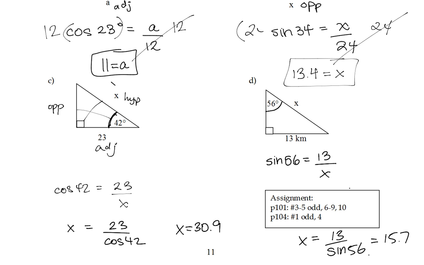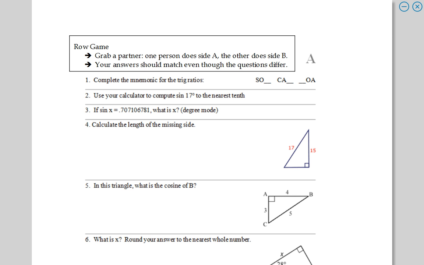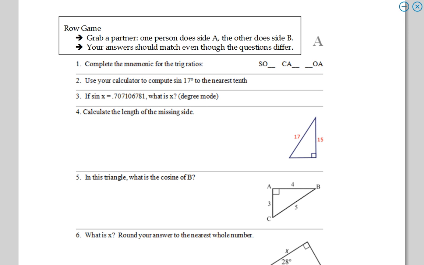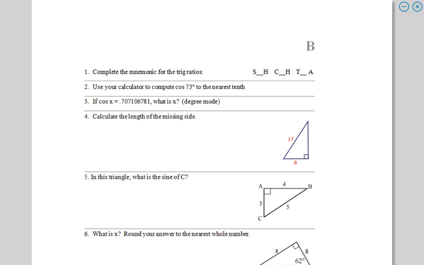Okay. Now I'll just give you a little 1-minute blurb about the activity, and then you're free to explore the activity together with your partner. This is called a row game. Grab a partner. One person does side A, the other does side B. Your answers should match, even though the questions are different. So if you're person A, you would fill out this as SOHCAHTOA. But if you're person B, you had to fill it out like this. You had to do a different thing, I guess, but you ended up with the same answer.